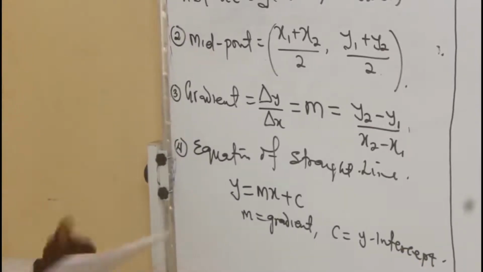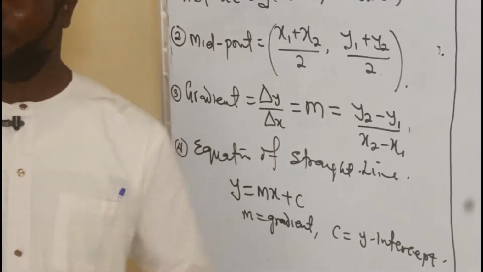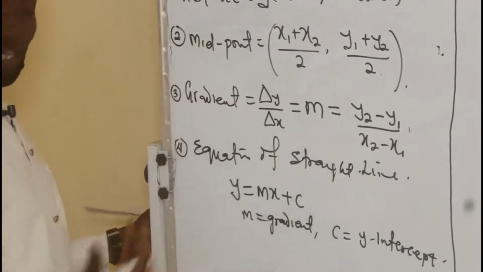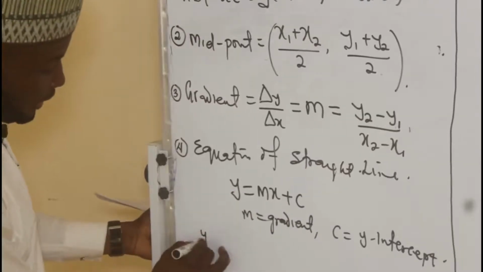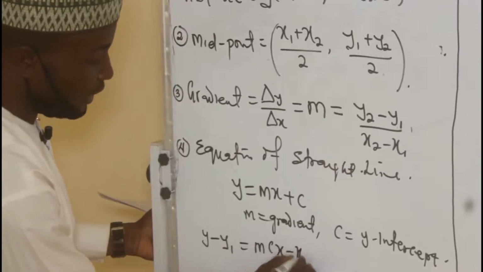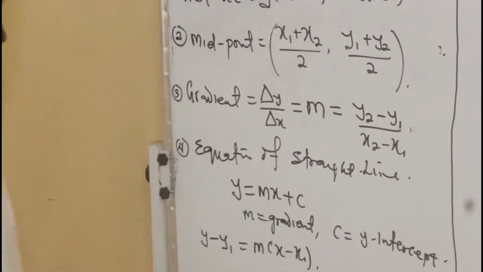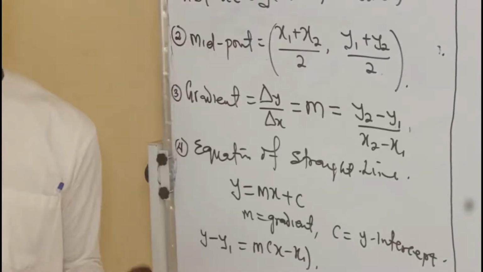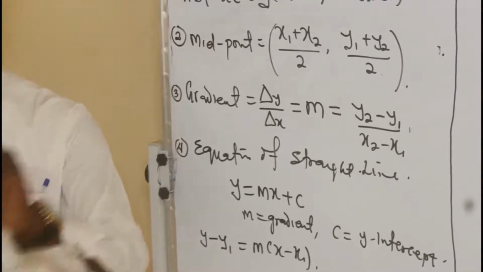Then there are some cases where one point will be given and the gradient will be given. If one point is given, still under the equation of a straight line, the formula is y minus y1 is equal to m into x minus x1. We know x1 and y1 is the point that will be given, since we said if one point is given.